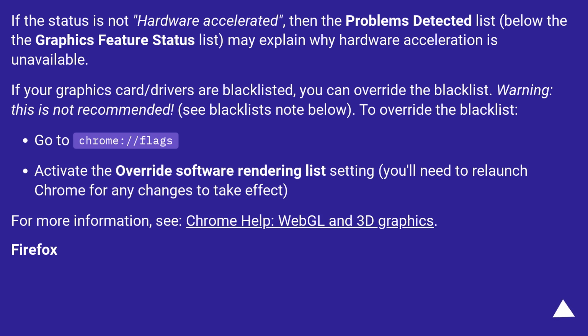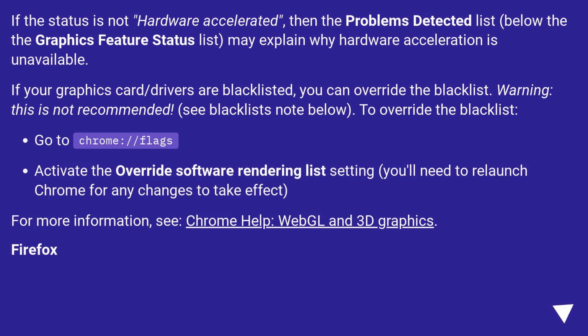If your graphics card/drivers are blacklisted, you can override the blacklist. Warning, this is not recommended. See Blacklist note below. To override the blacklist, go to chrome://flags. Activate the Override software rendering list setting. You'll need to relaunch Chrome for any changes to take effect. For more information, see Chrome Help, WebGL and 3D Graphics.